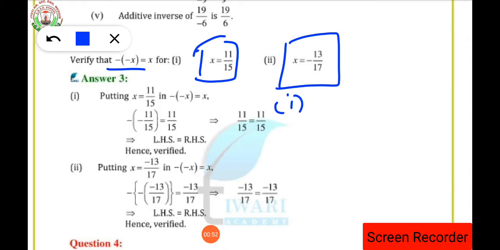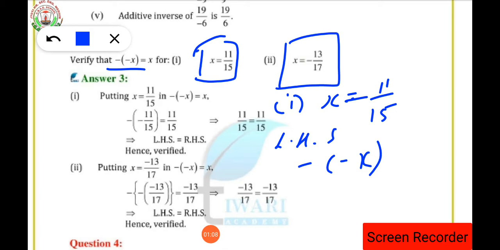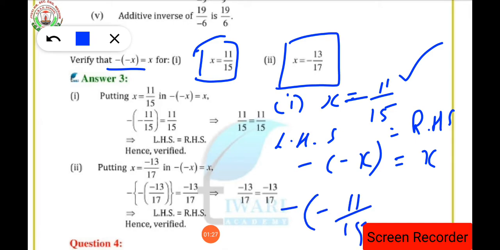So for the first part, we are having x is equals to 11 upon 15. The value of x over here is positive. Okay. Now from the question, in the LHS part we are having minus into minus x, and in the RHS part we are having x. So dear student, what we have to do is we are going to put the value of x, and the value of x we are having is 11 upon 15. So minus, minus 11 upon 15 will come, and it is equals to 11 by 15.